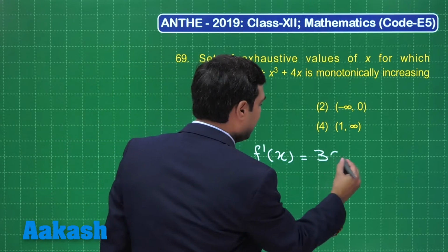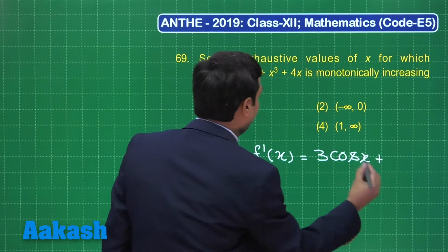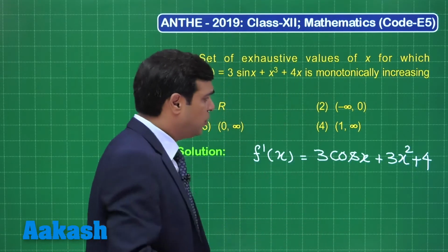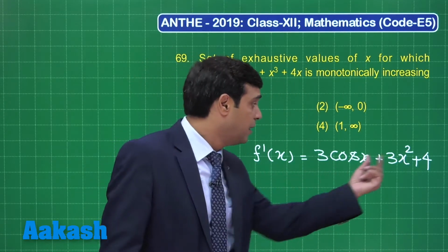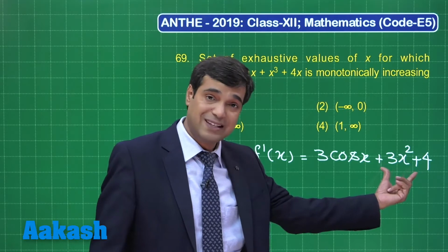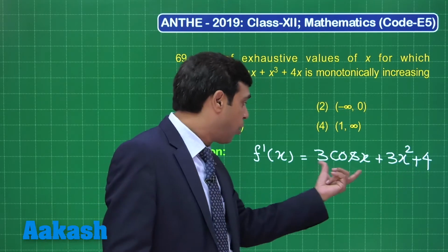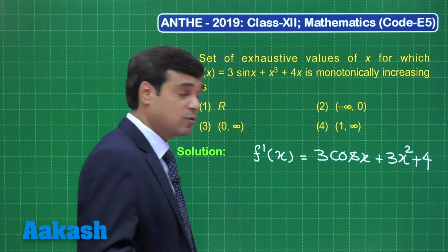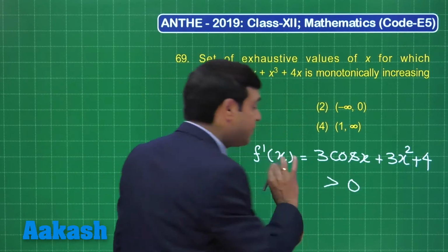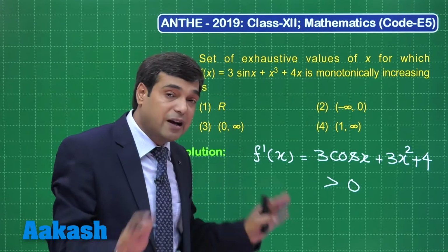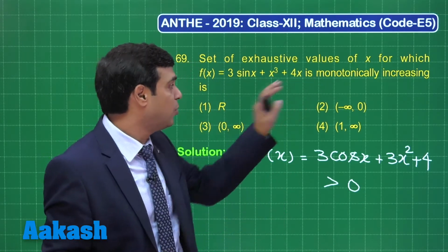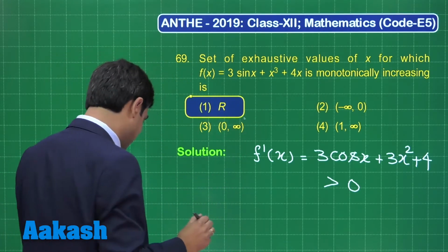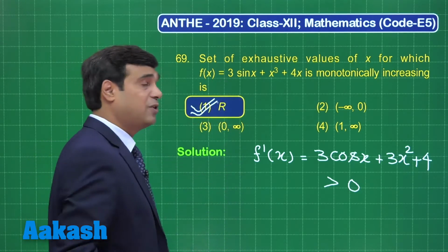This is 3 cos x plus 3x square plus 4. Now when you look at the possible values for this term, 3x square plus 4, obviously it is always greater than or equal to 4. Cos x can take values between -1 and 1. So overall, yes, it is always positive, meaning the derivative is always positive. So we can clearly conclude here this function is monotonically increasing for every real value of x. Hence the correct answer is option number 1. I'm sure this is clear.